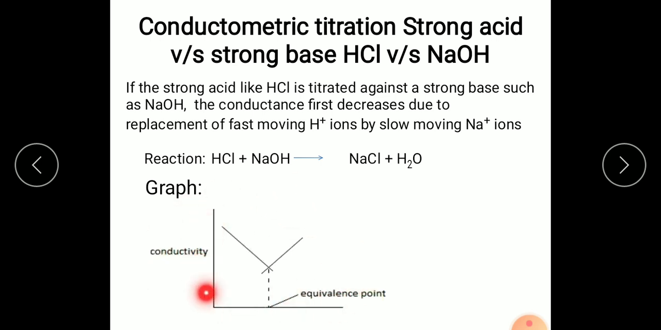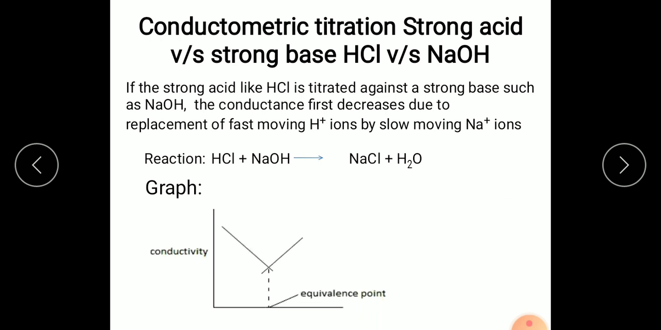As I said, conductance first decreases, and then after neutralization it increases gradually. So the point of intersection gives you the neutralization point, or you can say the equivalence point. This is nothing but the volume of NaOH required to neutralize this HCl, that is the strong acid. So this is the first case, the titration of strong acid versus strong base.